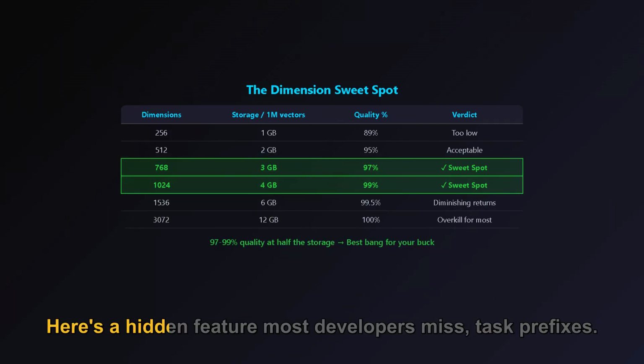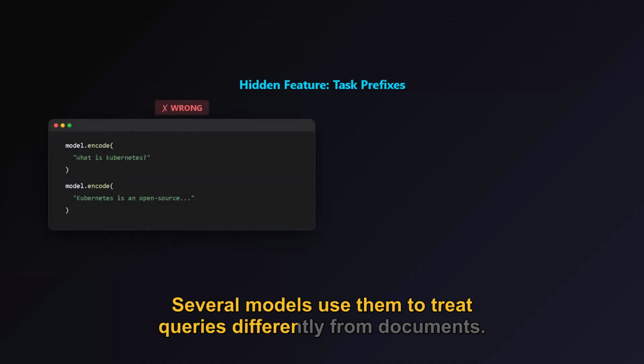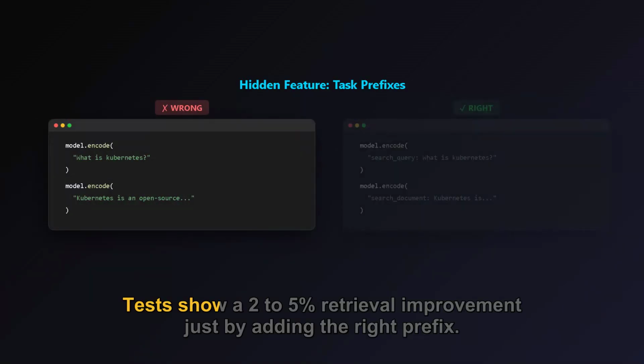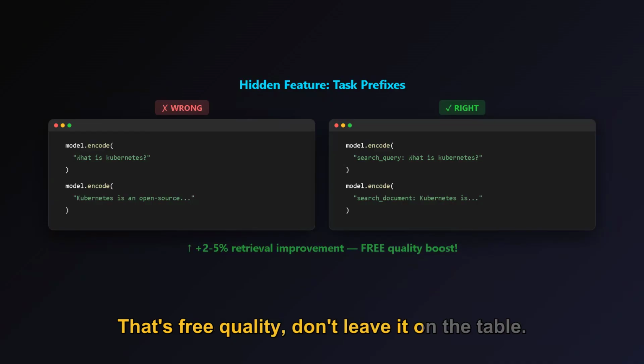Here's a hidden feature most developers miss, task prefixes. Several models use them to treat queries differently from documents. Tests show a 2 to 5% retrieval improvement just by adding the right prefix. That's free quality, don't leave it on the table.